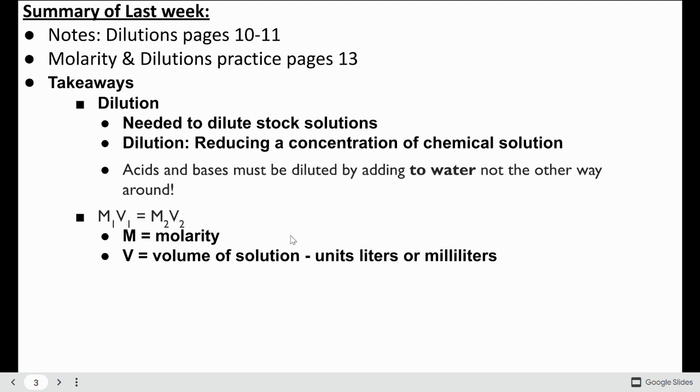The dilution equation is M1V1 equals M2V2. M stands for the molarity of the solution. V is the volume of the solution, and the units can be liters or milliliters. It doesn't matter as long as your units match in your equation.